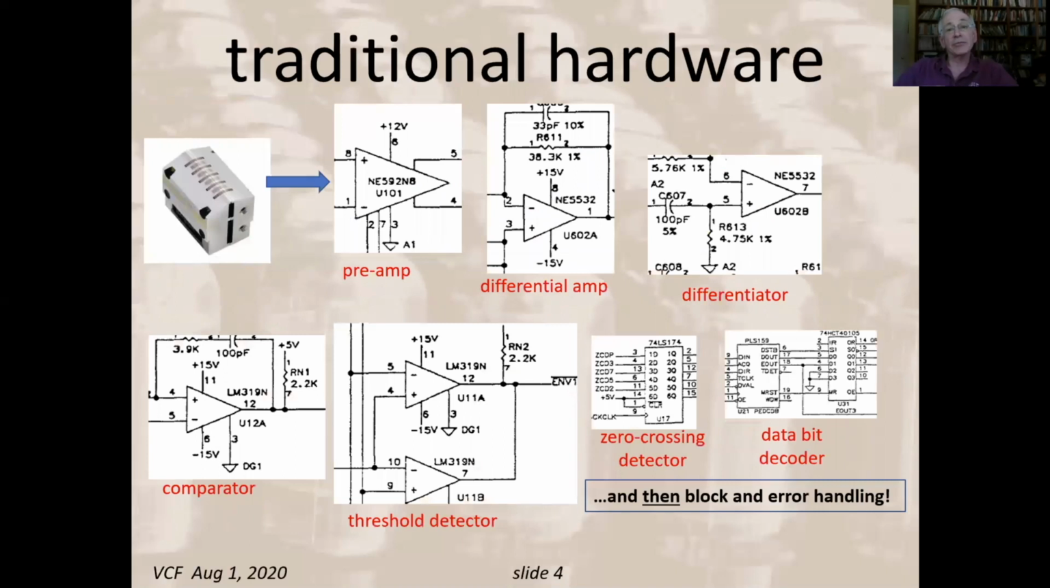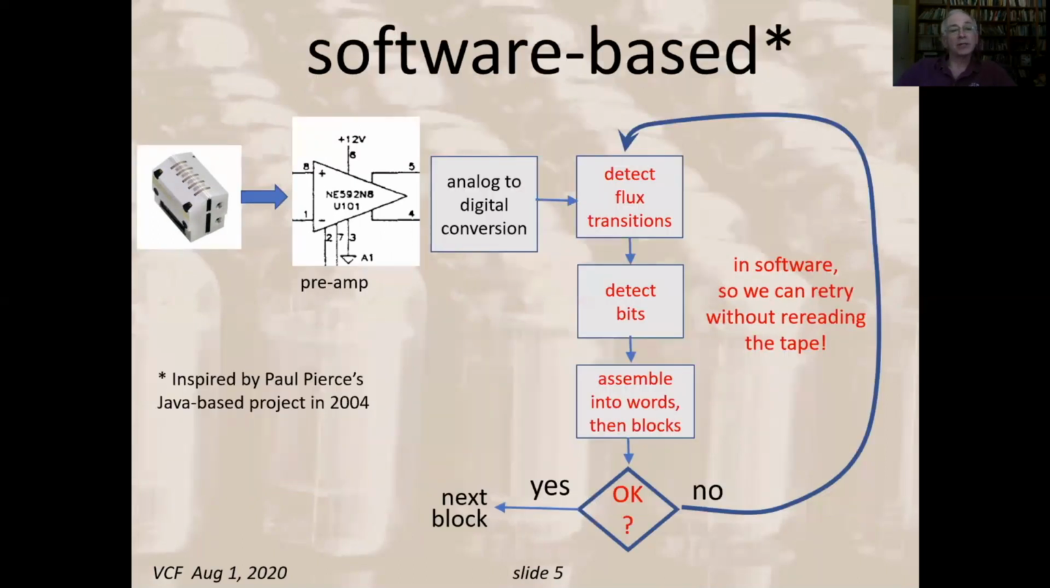The standard tape drive uses a lot of hardware. It starts with the read head, and then there's a preamp and maybe a differential amp and a differentiator and a comparator and a threshold detector and a zero crossing detector and a data bit decoder. And that's just to extract the bits. And then you have to do the block handling and the word assembly and the error handling and all of that. And if anything goes wrong, there's not a lot of knobs you can tweak to make the decoding better. There is a better way, or a different way, and that is software-based.